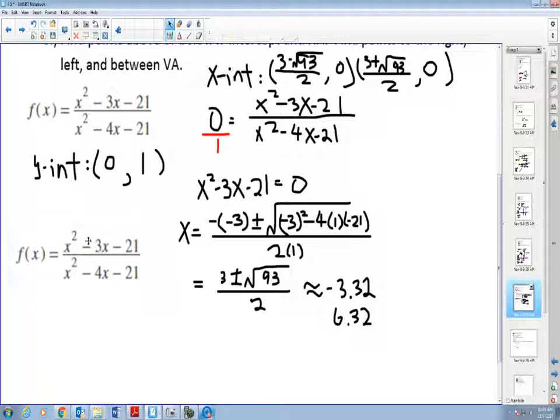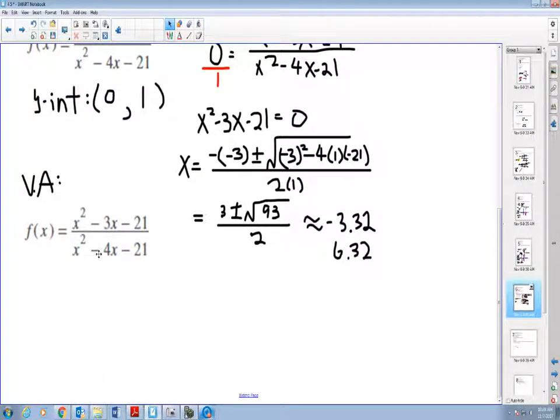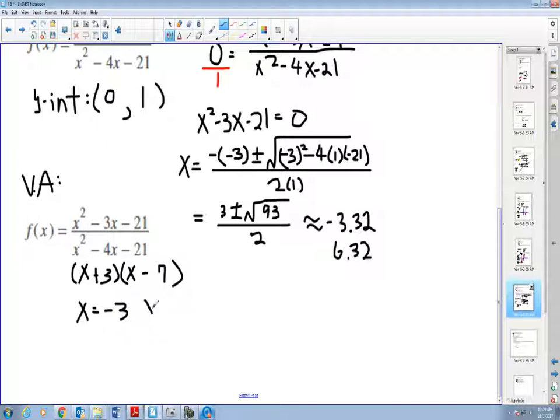As you can recall, the top cannot be factored, but the bottom can be factored using 3 and 7. Since the last term is negative, my signs are one positive, one negative. To get a negative 4, I have to have a negative 7 on the outer, positive 3 on the inner. So my two vertical asymptotes are at x equal to negative 3 and x equal to 7.